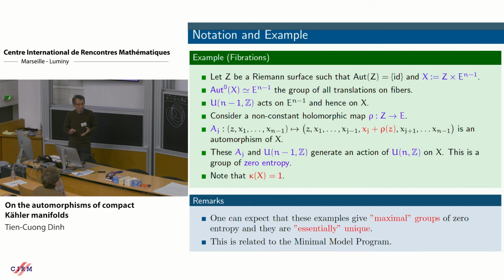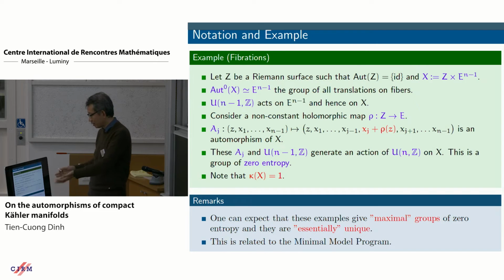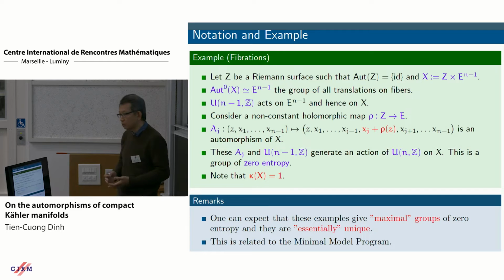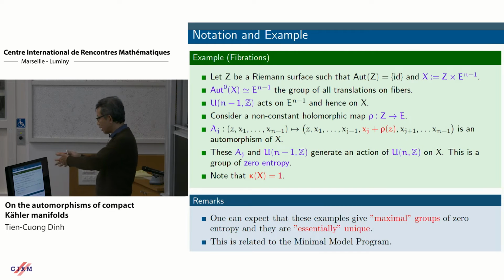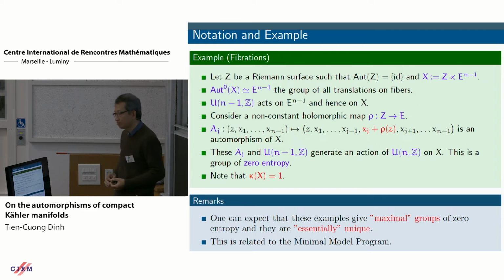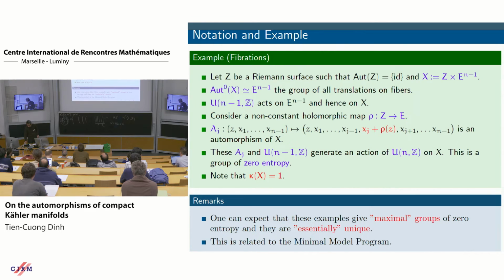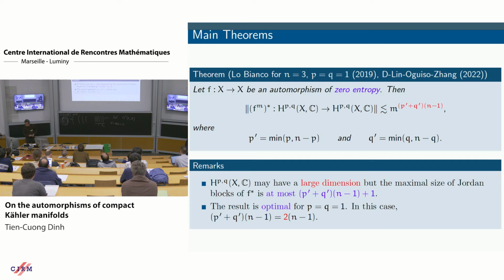We don't know because we don't know any other example. And then for the classification problem, we expect that for the case where the 0 entropy group is maximal in some sense, we should have this example or some little modification of this example. But we don't know. This is completely open. So let me tell you what we can say about this automorphism.